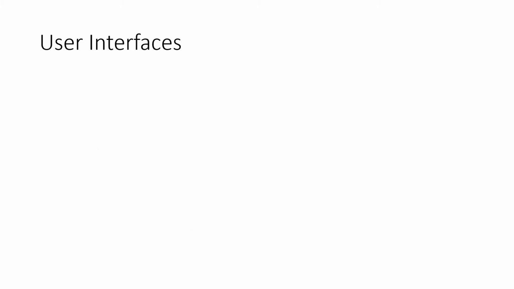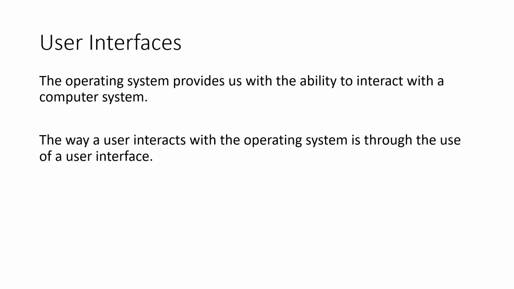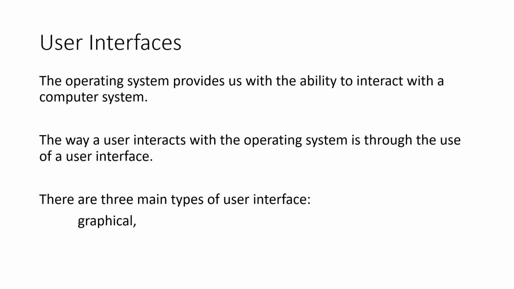So as we said, the operating system allows us to interact with a computer system. The way that a user interacts with the system is through the use of a user interface. It's between the computer and you. It's the interface. And there are three types of user interface you need to know about: graphical user interfaces, command line interfaces, and the new kid on the block, natural language interfaces.